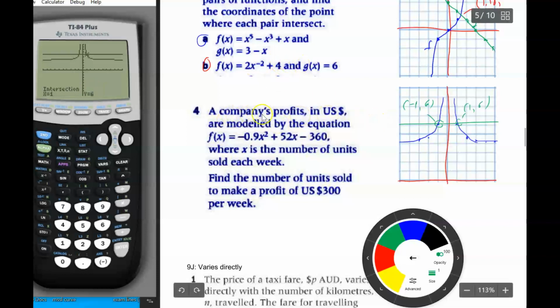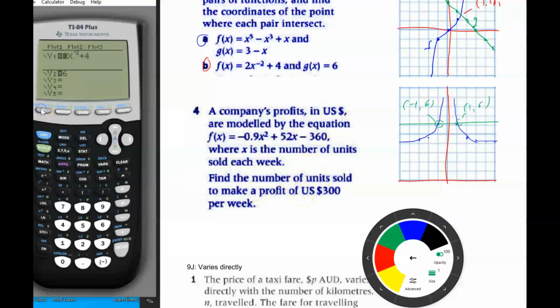Now let's do number 4. A company's profits in dollars are modeled by this equation, where x is the number of units sold each week. Find the number of units sold to make a profit of $300 per week. It does not ask us to graph it, so all we're going to do is type it into the y equals screen, and I'll do that offline, and I'll be right back.